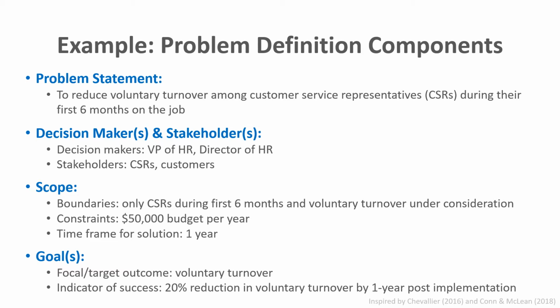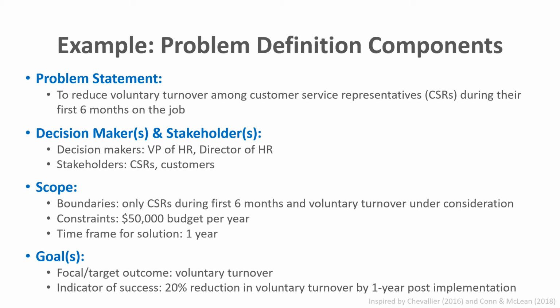So let's bring this to life with some examples here. We'll start with those same components: problem statement, decision makers and stakeholders, scope, and goals. So let's start with the problem statement. Here's an example of one that's typically relevant to most organizations. Let's say our problem statement is this: we want to reduce voluntary turnover among customer service representatives, so CSRs, during their first 6 months on the job. Okay? So this problem statement specifies what our outcome is here.